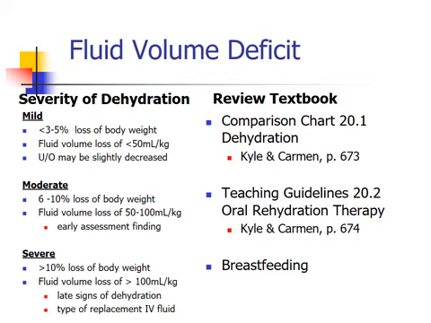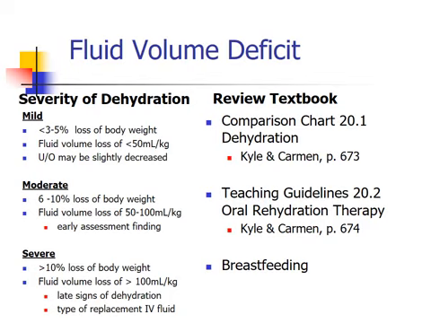With moderate dehydration, there can be a 6 to 10% loss of body fluids and fluid loss of 50 to 100 mLs per kg. So an early assessment finding is tachycardia. So the heart rate might be normal or it might be a little tachycardic, especially as you get into moderate dehydration, you will see that there's a change in the heart rate.